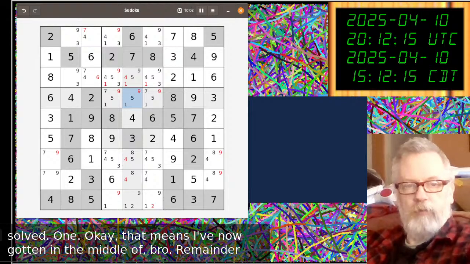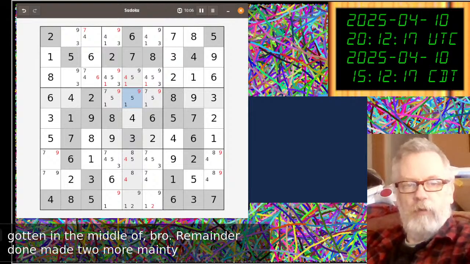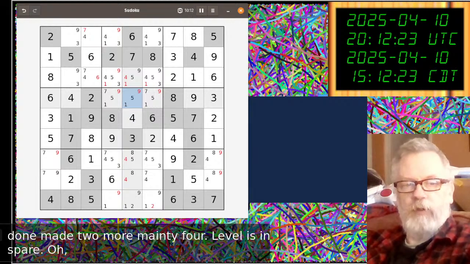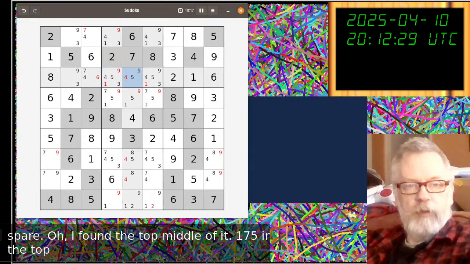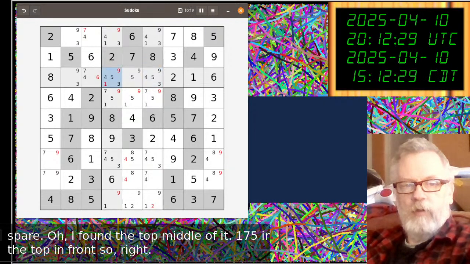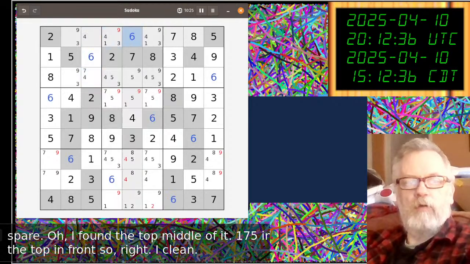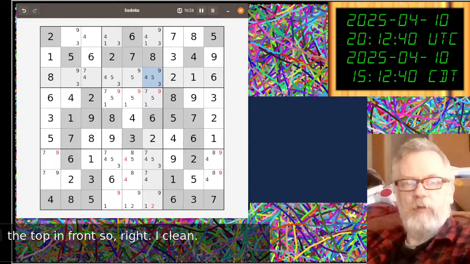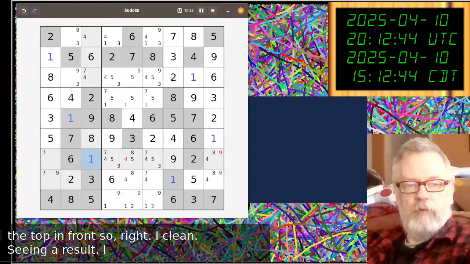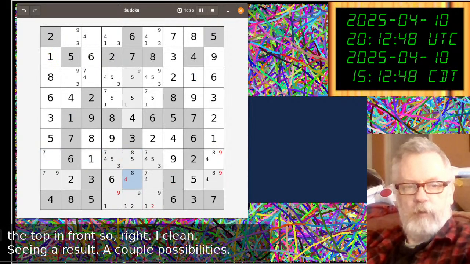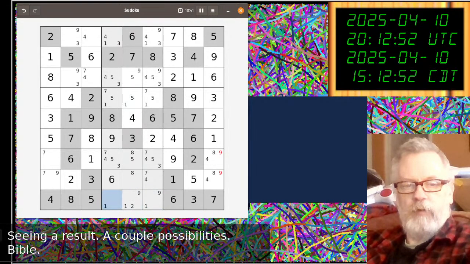The leftovers in that square are either a 1, 5 in the top middle of it, a 1, 7, 5 in the top left, and a 1, 7, 5 in the top right. Cleaning up. And seeing as a result, I've got a couple of possibilities that became viable along the way. Let's take issue with those.